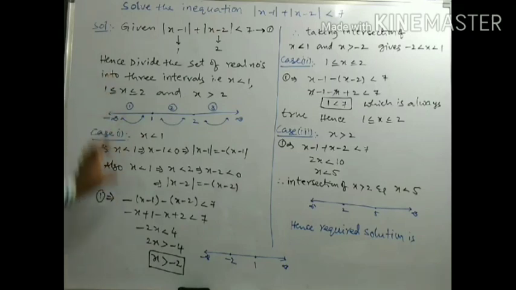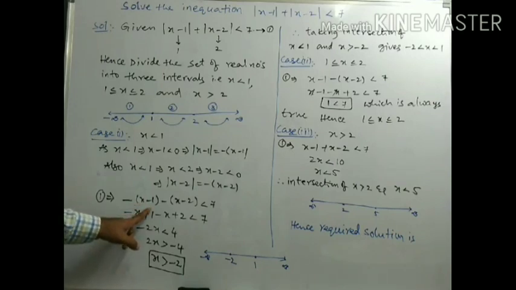Now finally, if you substitute these negative values in the first one, then modulus of x minus 1, I can write it as minus of x minus 1.